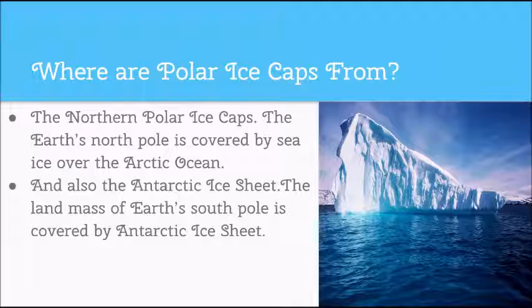Where are all the polar ice caps from? The northern polar ice caps. The Earth's North Pole is covered by sea ice over the Arctic Ocean, and also the Antarctic ice sheet. This landmass of Earth's South Pole is covered by the Antarctic ice sheet. 90% of the Earth's water is held here. Also in the northern polar ice caps, ice ranges from 3 to 4 meters thick to 20 meters thick.